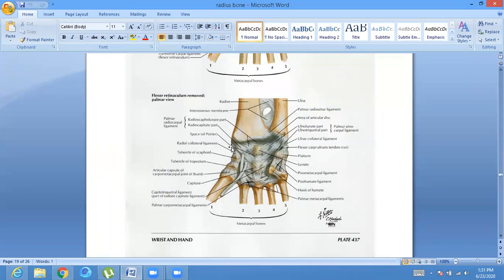Any problem, children? Okay? And I told you the lateral surface is also crossed by two tendons. Which tendons cross the lateral surface?